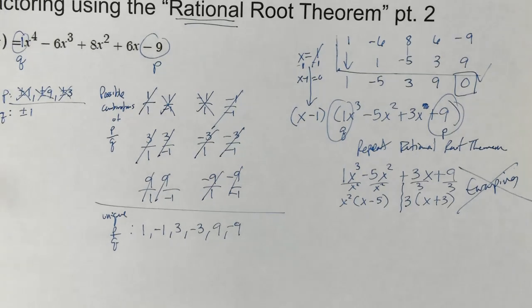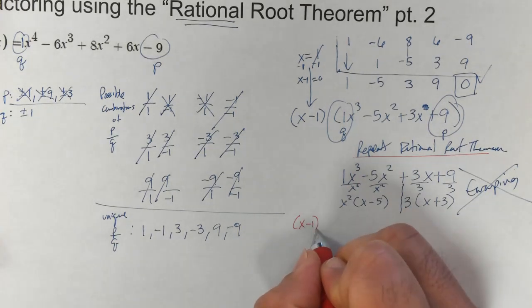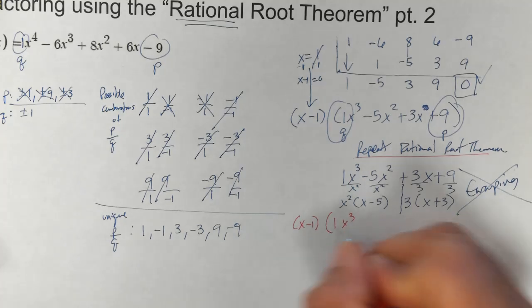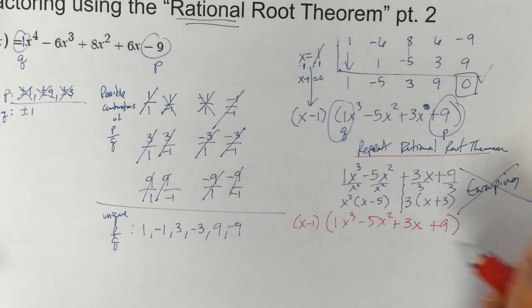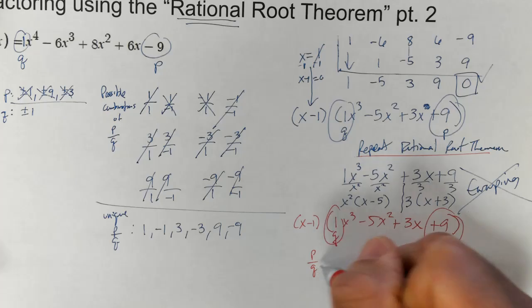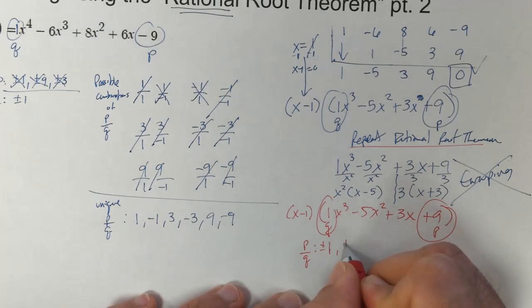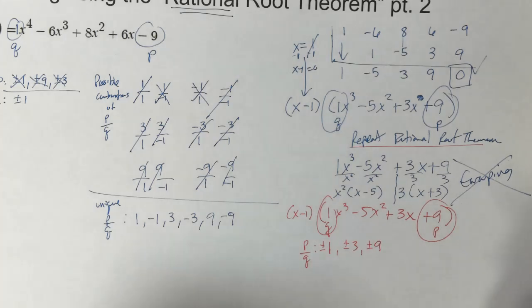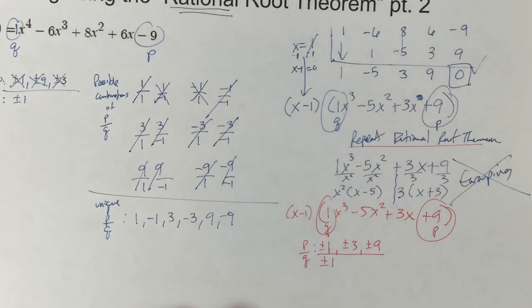So let's use the rational root theorem. I'm going to repeat the process for this problem using the rational root theorem. I already have x minus 1 as one of my factors. Let's do it for 1x cubed minus 5x squared plus 3x plus 9. This is p. This is q. What are my factors going to be? Well, plus or minus 1, right? Plus or minus 3, plus or minus 9. And then divided by 1. To get 1, I get plus or minus 1.